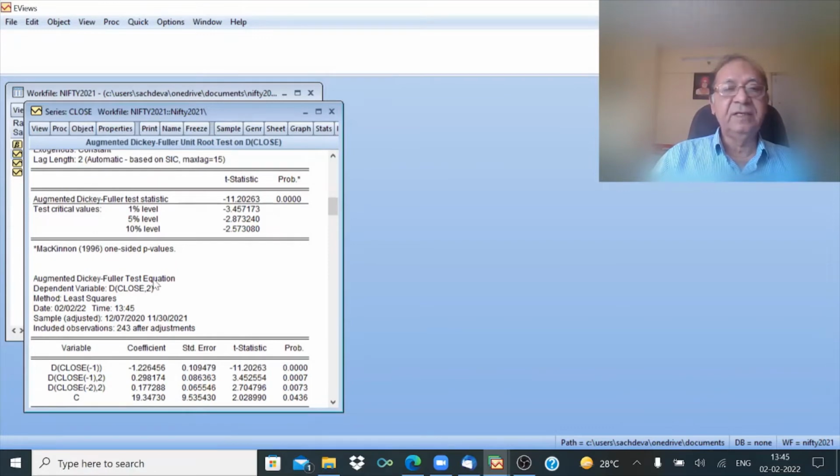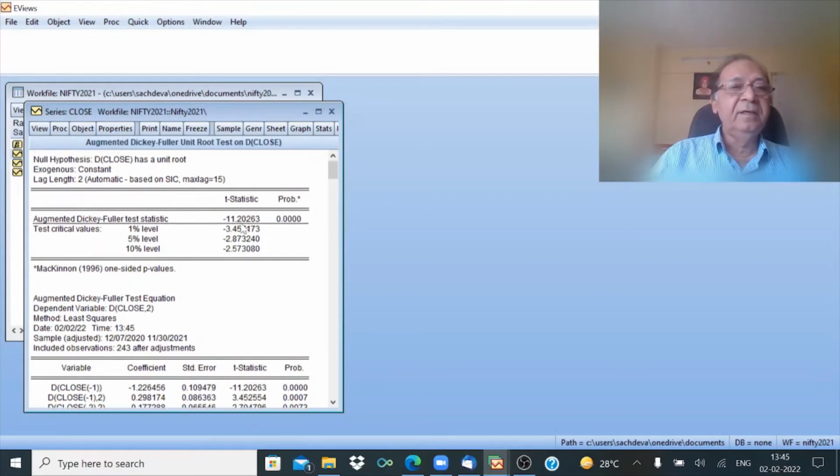So for the intercept, we will have to take it up, and the probability is 0.000. We reject the null hypothesis. It means it has no unit root. So at first difference, it has no unit root. This is what we have calculated.